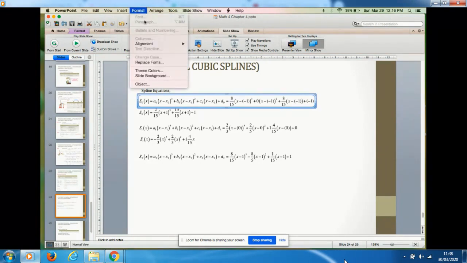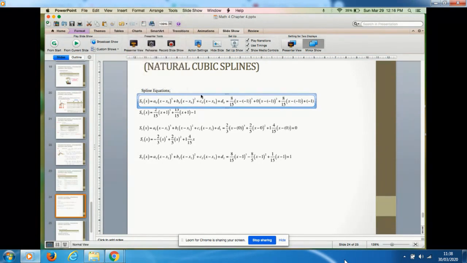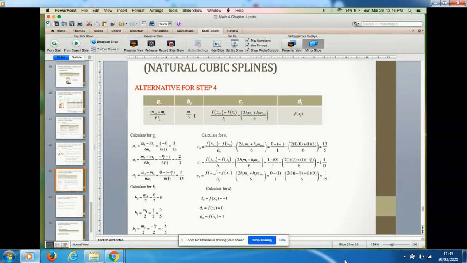So untuk step 4 ni, step 4 alternative, sama je macam yang you buat dalam step 4 yang general formula tu. Cuma dalam case ni, kita kena cari nilai A0, B0, C0 and also D0 using the formula yang ada dalam table ni.